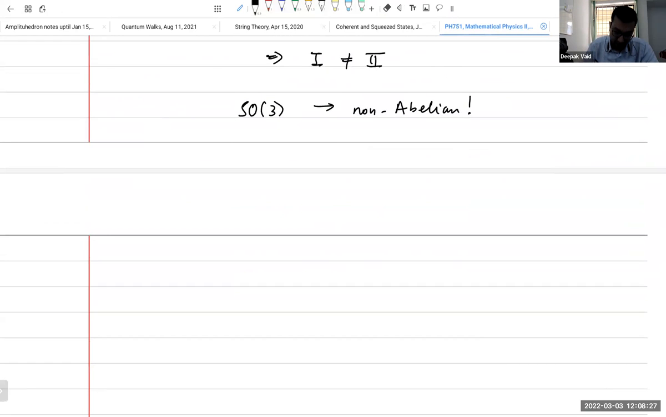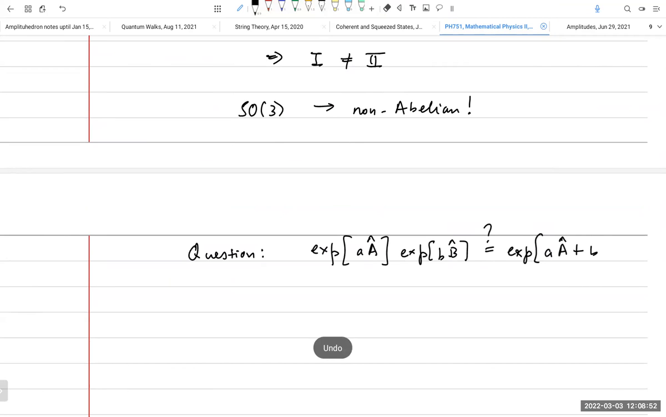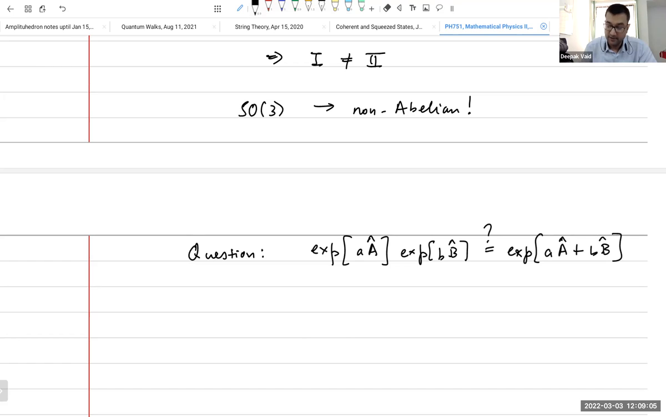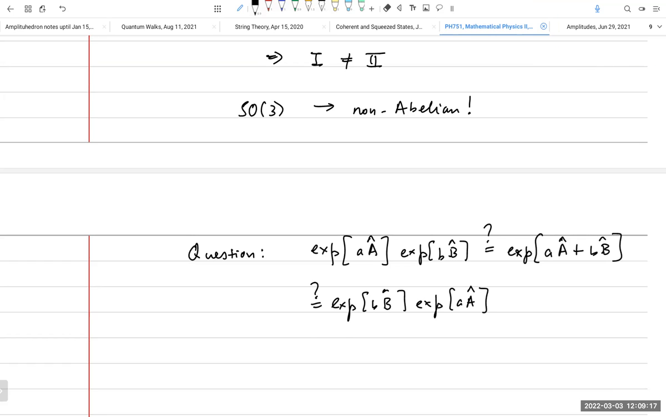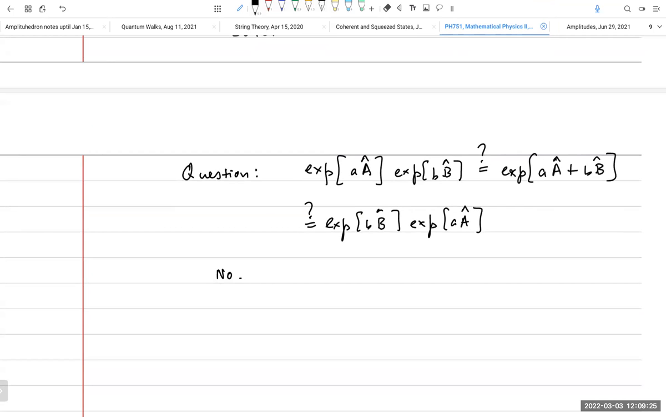This is a good question that you asked. Basically the question is the following: if I take the exponent of some operator, and the exponent of another operator, don't I get the exponent of the sum of these two quantities? And addition is commutative, so it will ultimately mean that no matter what order we have, we'll get the same thing. That's your question, whether this is equal to the exponent of this. So the answer is no.